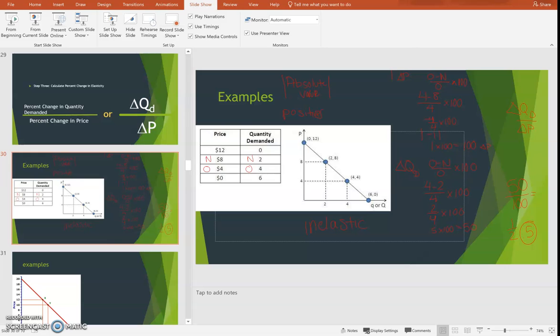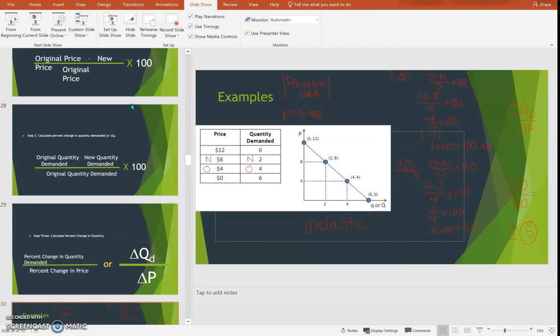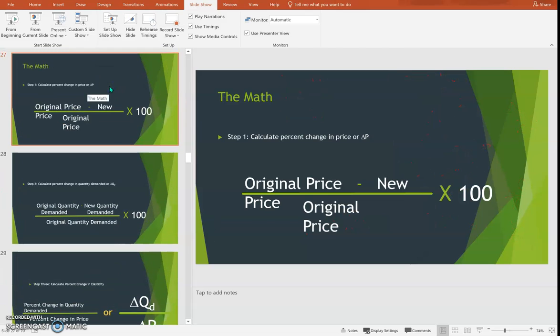Alright guys, so this is where we ended our notes today. We did an example of elasticity in demand. So if you remember, the formula is to calculate our change in price, which is the original price minus the new price over the original times 100.